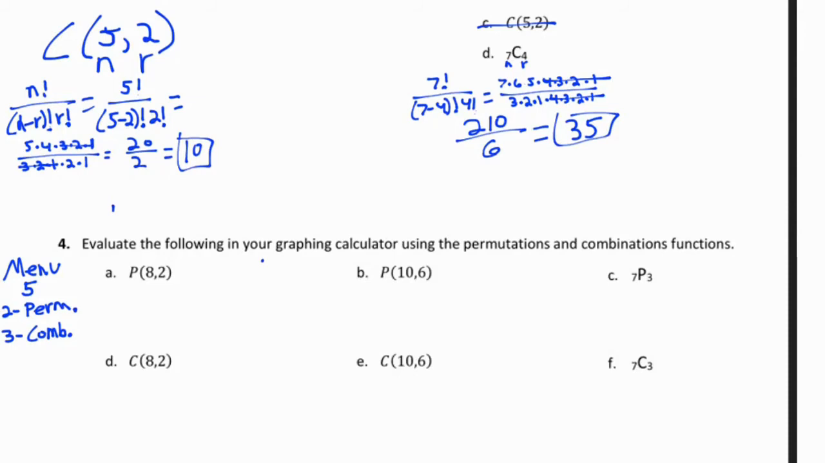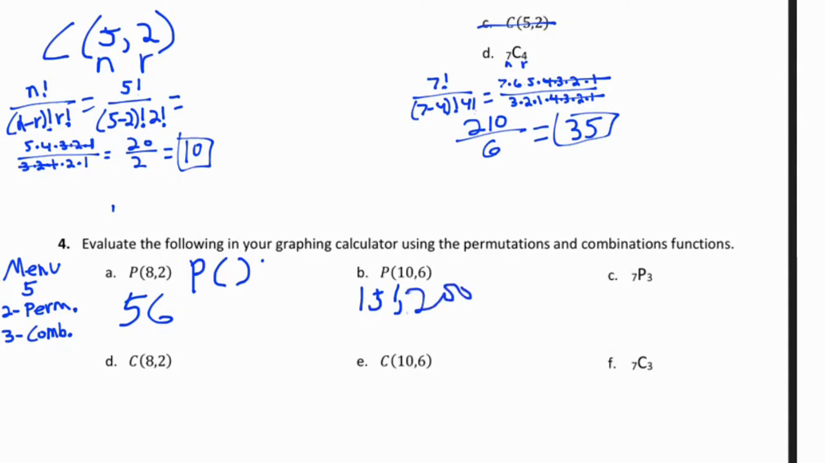So on A it shows permutations 8, 2. So inside your calculator, you'll go to menu 5, 2, and then it'll show up with P with parentheses just like this. And you'll type in 8, 2 inside there, and then click enter, and it'll show you there's 56 permutations. And then for B here, permutation of 10 items, and I'm taking 6 of them out at a time, would give me 151,200.